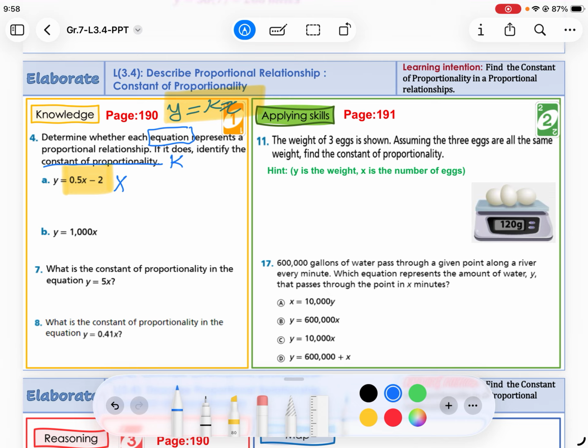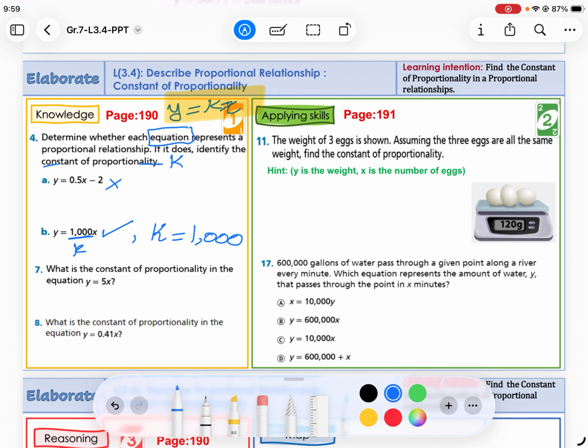But as for part B, is it matching? y equals 1000x. Yes, 100%. It is a proportional relationship. It's written in the same way. Remember guys, the proportional equation is just y equals kx. Nothing is being added, subtracted, divided, or multiplied to it or from it. So here, yes, it is a proportional relationship. Since it's a proportional relationship, the value of k will be equal to 1000. That's my k, because it's kx. We're done.